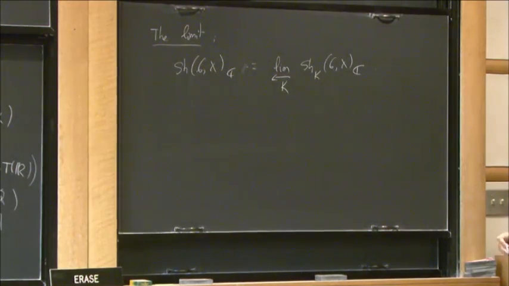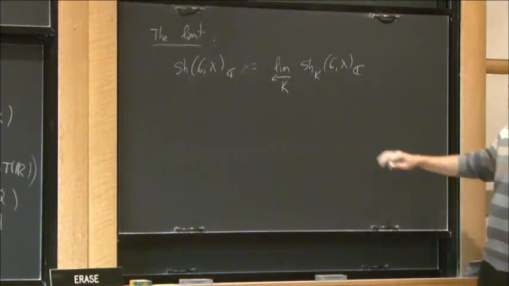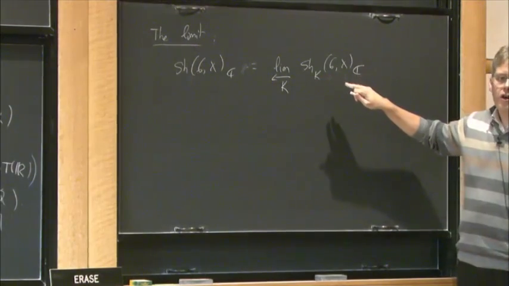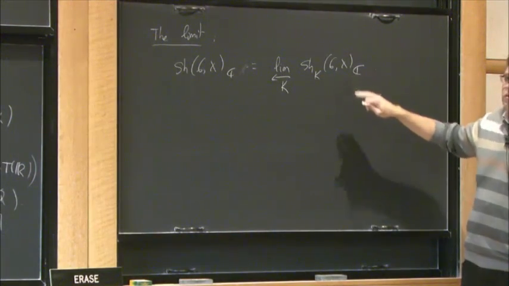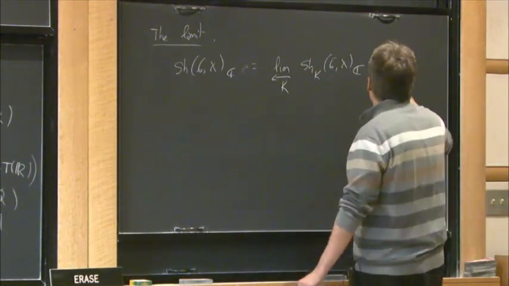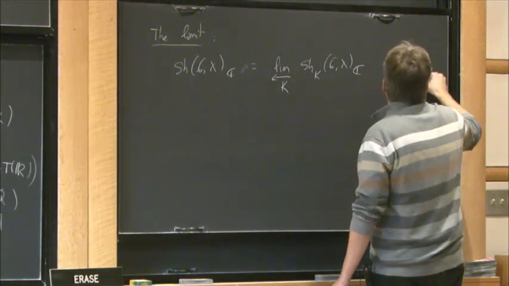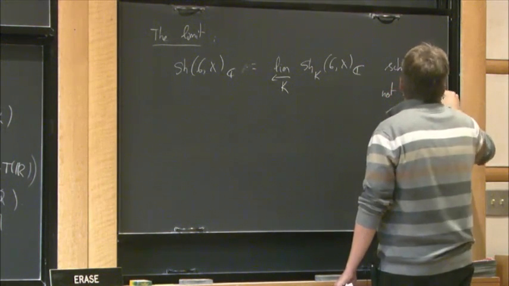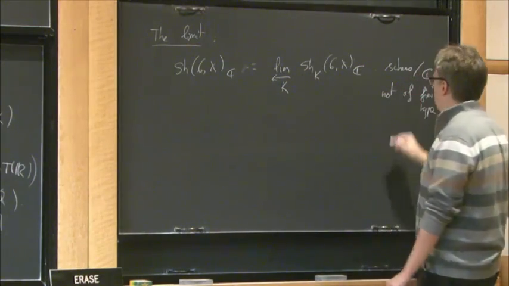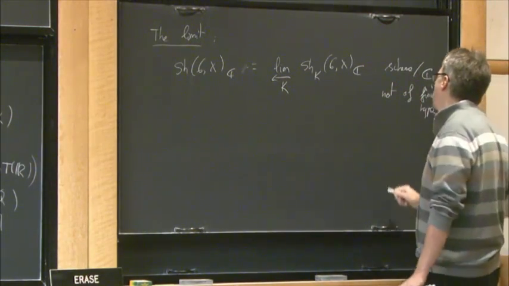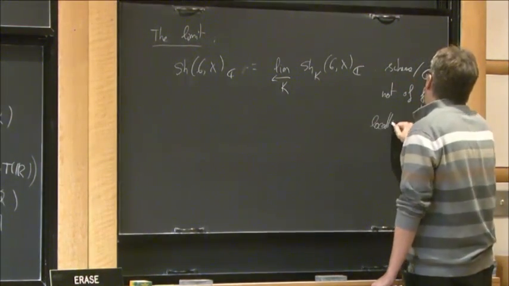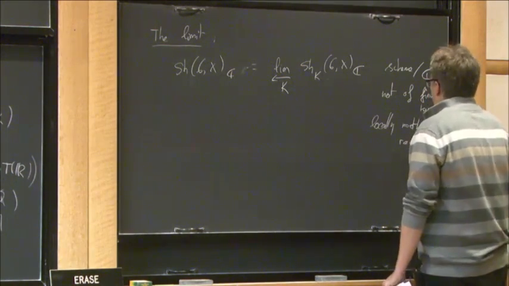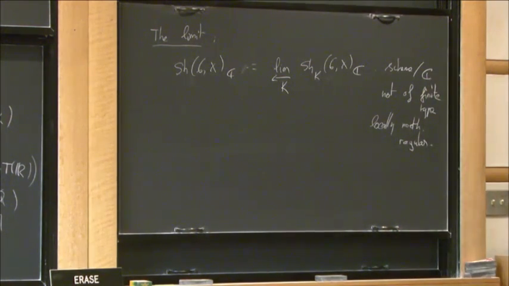So in which category do I take this limit? Well, these are quasi-projective varieties over C, and the transition morphisms are affine. So it makes sense to take the inverse limit in the category of schemes. So this is a scheme over C. It's not of finite type. But Milne proves that it's locally Noetherian and regular. So it's a very reasonable scheme.